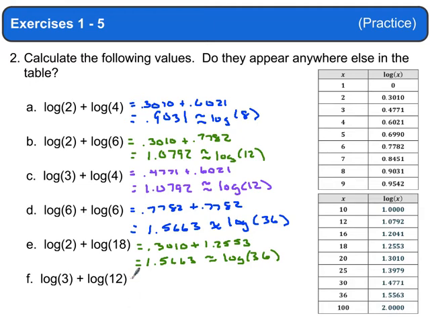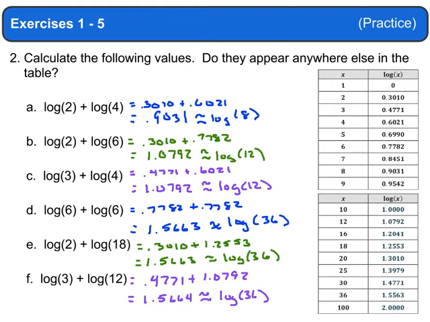And so if we did log 3, log 3 is 0.4771. We're going to add that to log 12, which is 1.0792. So we add those together. That gives us approximately 1.5664, which is again log 36 based on the table.